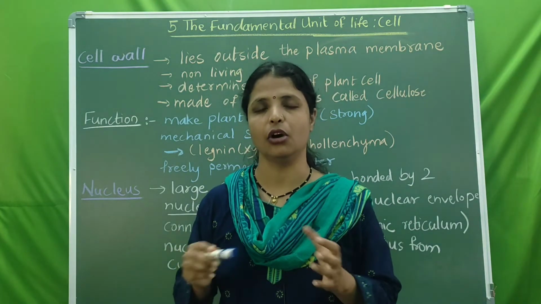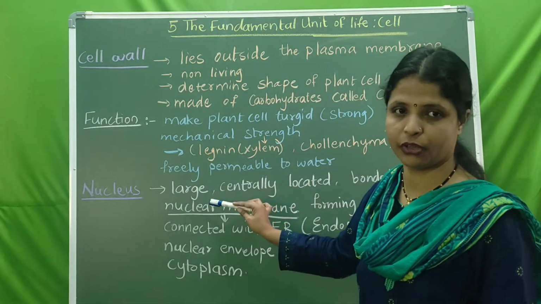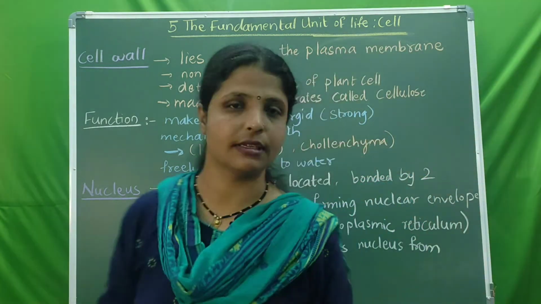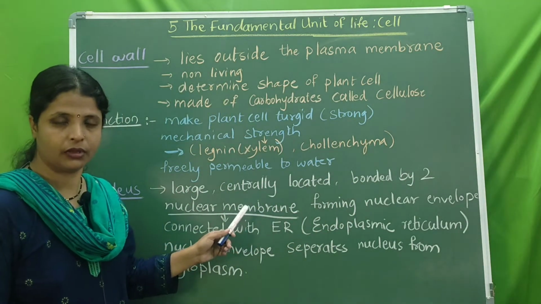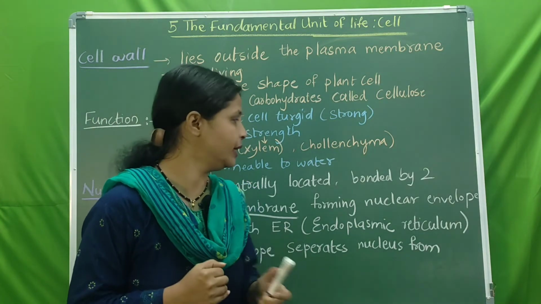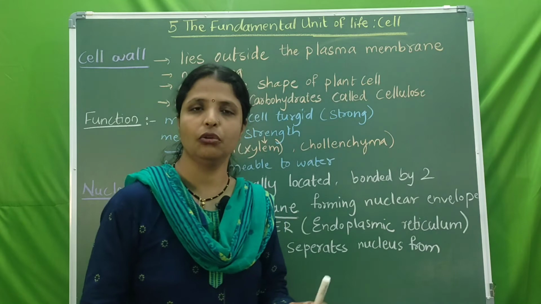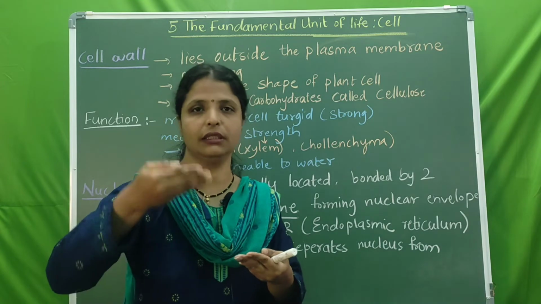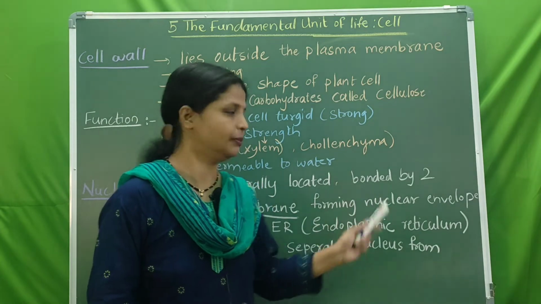Now first let's see how the nucleus looks. The nucleus is large. It is centrally located, so it is present in the center of the cell. It is bounded by two nuclear membranes, or layers, and these nuclear membranes together form the nuclear envelope. You know what the function of an envelope is: we open it, put something inside and close it again. In the same way, the nuclear envelope has some functions.